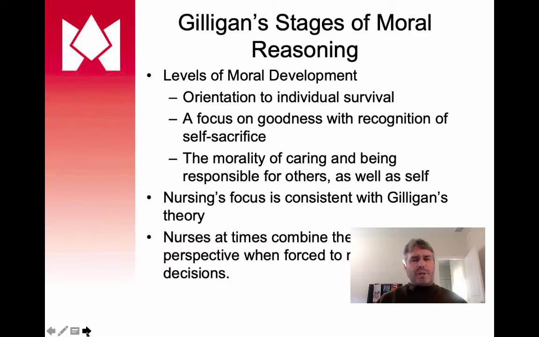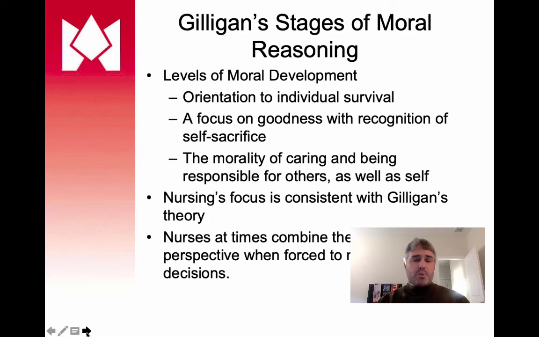Her levels of moral development kind of mirror his, but a lot of hers started out with orientation to individual survival. And then that kind of moved on to focusing on the goodness with recognition of self-sacrifice. So meaning, somebody morally did something good and understood at the same time that they were making a self-sacrifice in doing so. And then they reached this next stage where they realized that caring and being responsible for others was a moral right, as was taking care of themselves. So as we can see, nursing's focus is consistent with Gilligan's theory when you think about what we do as nurses and how we care for people.